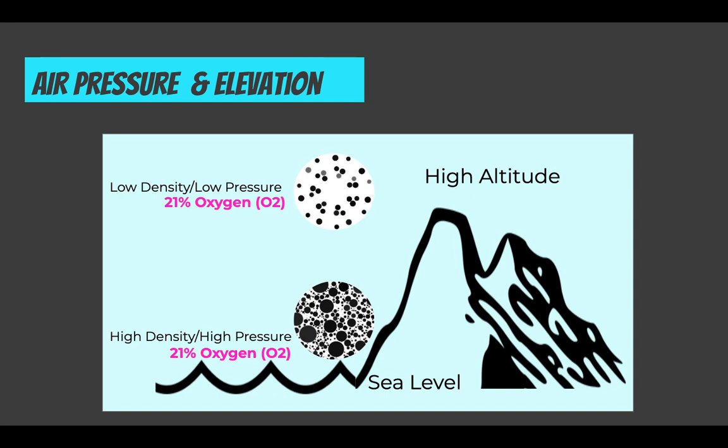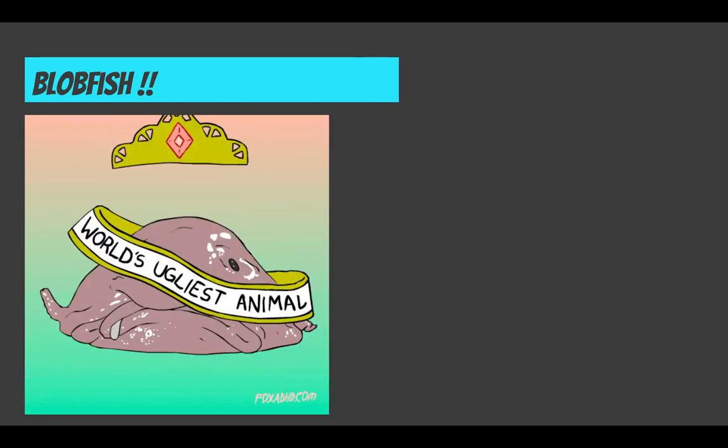So let's talk about how that compares to the amount of oxygen. There's still 21% oxygen at both of those. It's just how far those oxygen molecules are apart, right? So here at sea level, or closer to sea level, there's going to be more oxygen molecules per square inch, whereas higher up, there's still going to be the same percentage of oxygen molecules. It's just they're going to be a lot further spread apart.